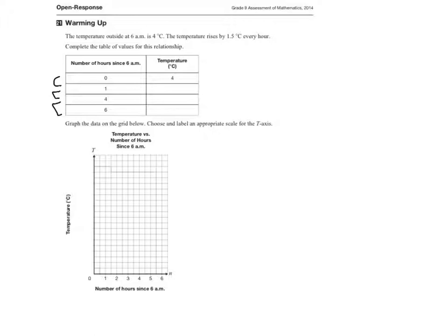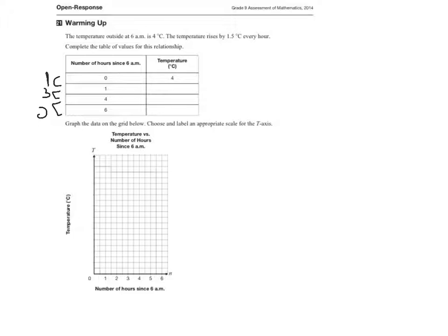I know from 1 to 0, that's 1 hour. From 4 to 1 is 3 hours. And from 4 to 6 is 2 hours. And that's very important because it's easy to go up by ones on this side, to assume it's going up by ones, and to continue adding 1.5 to this column.